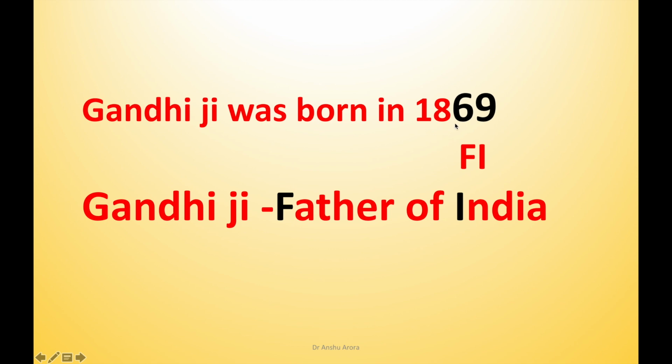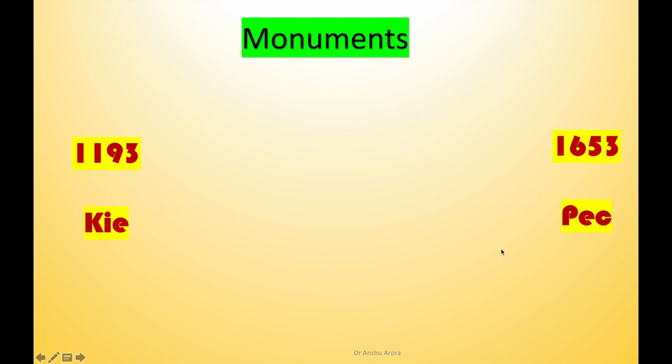Gandhiji was born in 1869. How do you remember this? 6 stands for F and I stands for 9. Gandhiji was the father of India. So we will say FI 69, and we are never going to forget that Gandhiji was born in 1869.